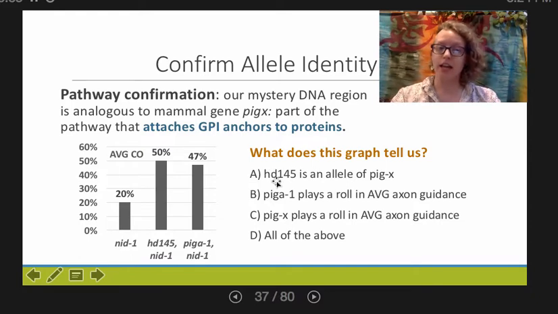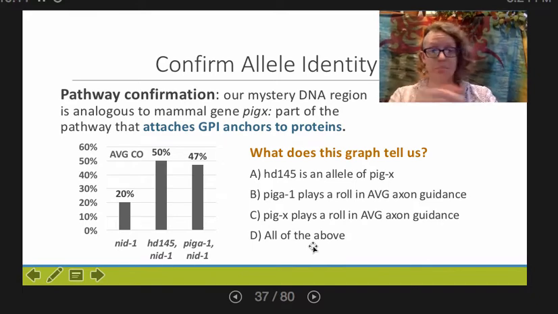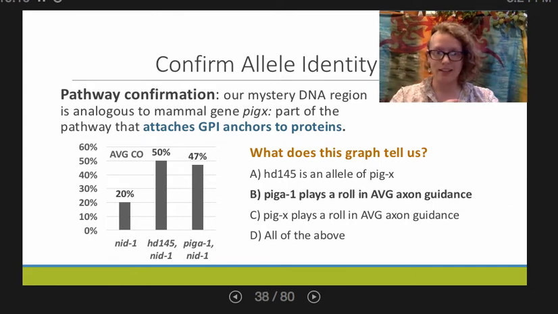Does it tell us that HD145 is in fact an allele of PIGX? Does it tell us that PIGA1 plays a role in AVG axon guidance? Does it tell us that PIGX plays a role in AVG axon guidance? Or does it tell us all of the above? Pause. Come right back. You're back? We're back. This is the answer.